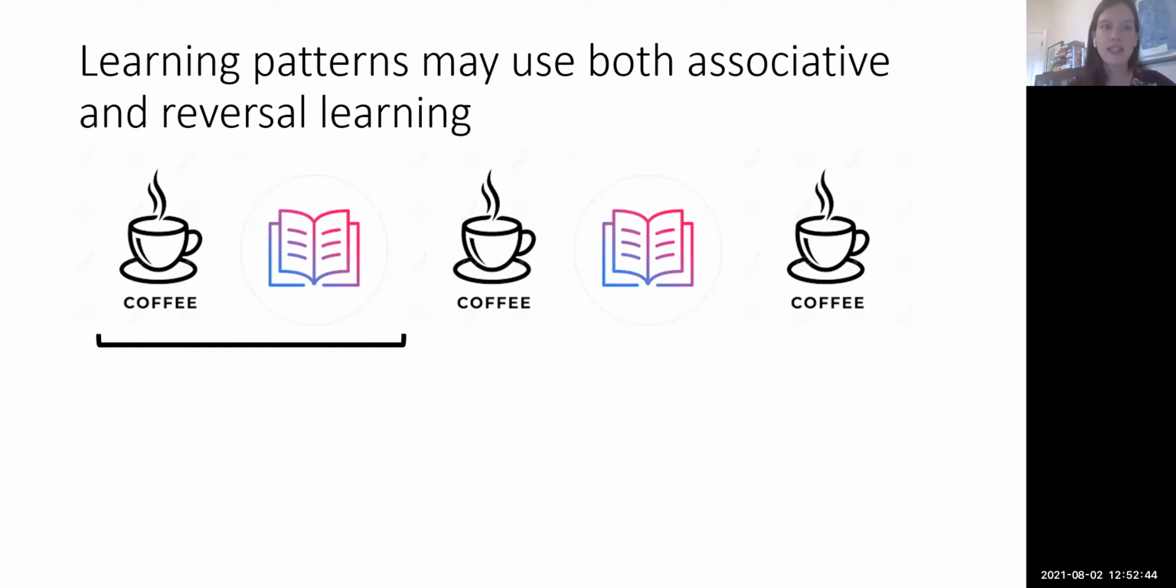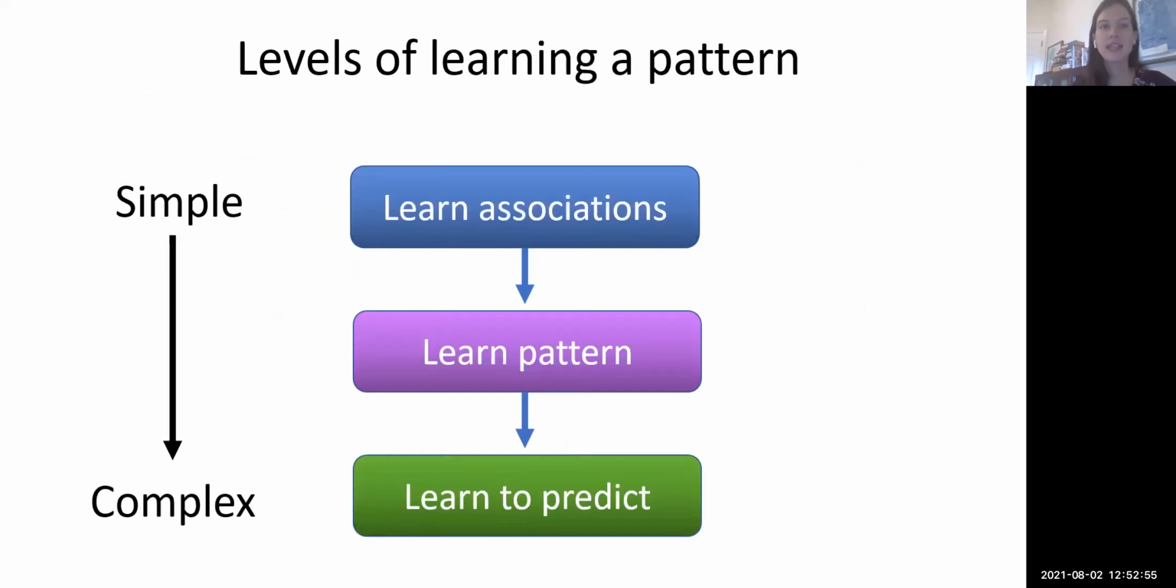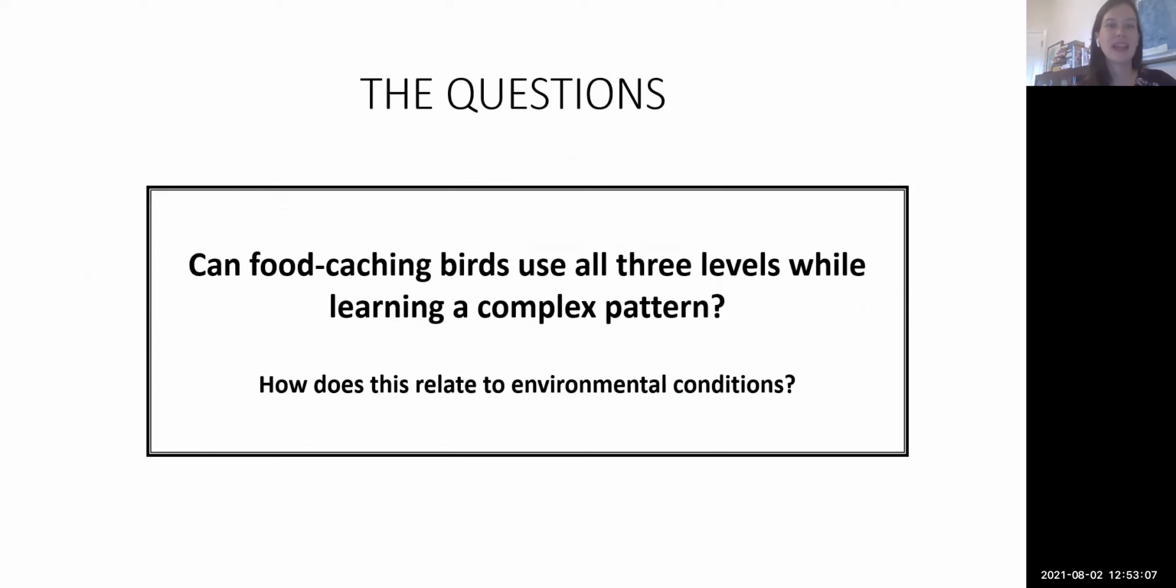Now, the third level is learning to use this pattern and predict it and extend the sequence further into the future. So in this case, after the coffee icon, the next one would be a book. These levels of learning range from simple to complex, and we argue that in order to use the more complex levels, you must first learn the initial levels and learn the associations and the pattern first. I want to explore these three levels of learning and explore whether a food-catching bird can use all three levels while learning a complex pattern and how this relates to different environmental conditions.